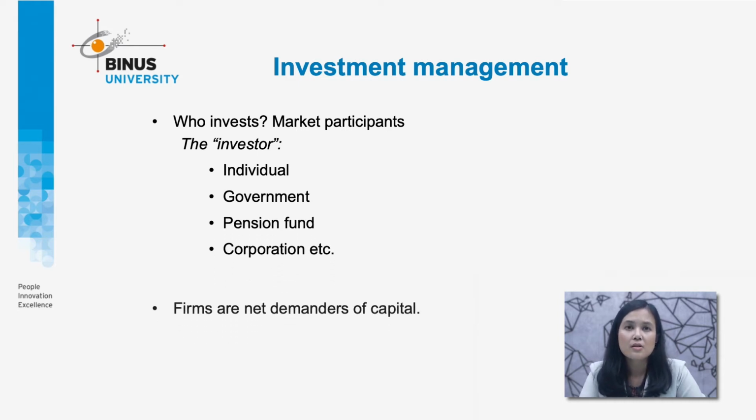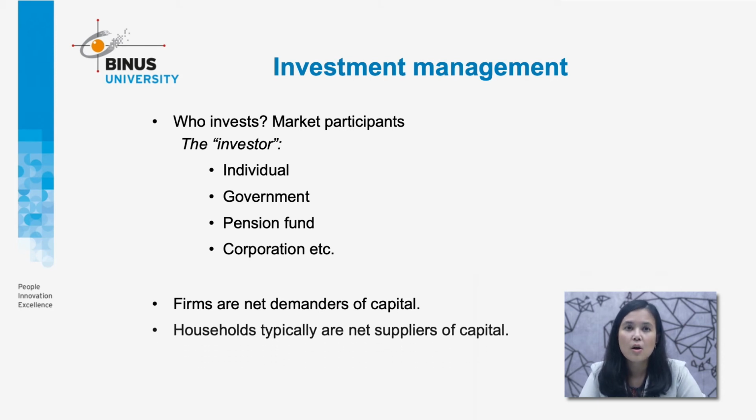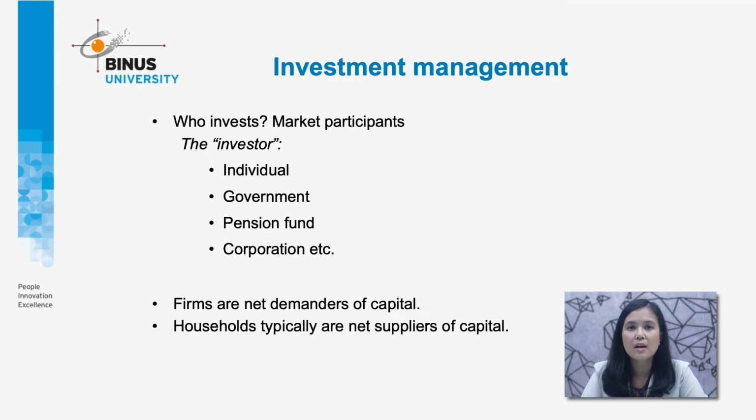Firms are net demanders of capital. They require capital or money from suppliers of capital to finance their business and operations. On the other hand, households typically are net suppliers of capital. They purchase the securities issued by firms that need to raise funds. Lastly, governments can be borrowers or lenders. To understand investments, you need to understand the entities making investments because each of these participants has different incentives and constraints.